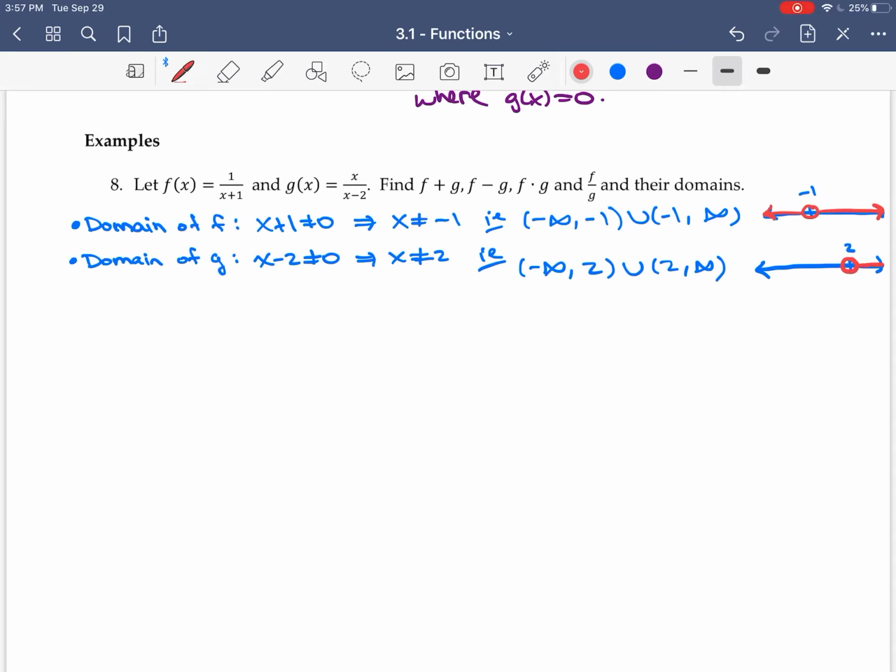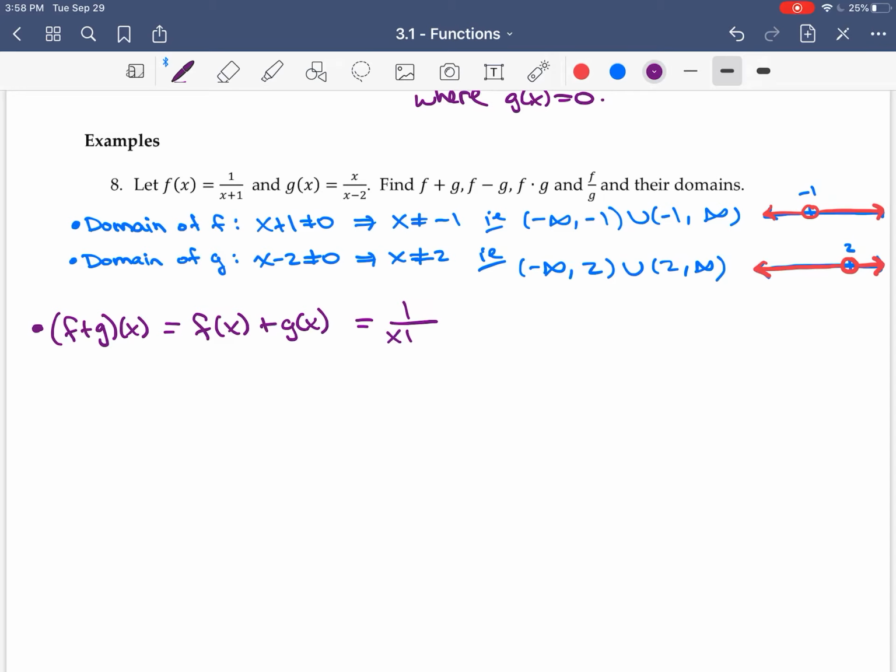For g, it's the same, except that it's at 2. So we can be anything except 2 there. We want to keep that in mind. But first, let's compute the functions, and then we'll talk about the domain after. So we want to compute f plus g of x. That's actually f of x plus g of x. All we have to do is add the functions together.